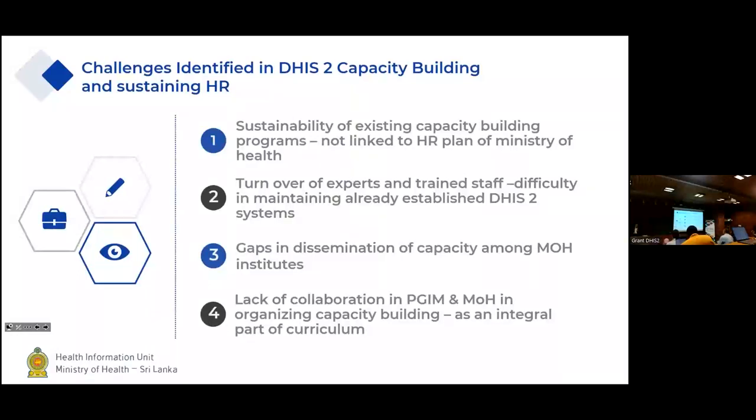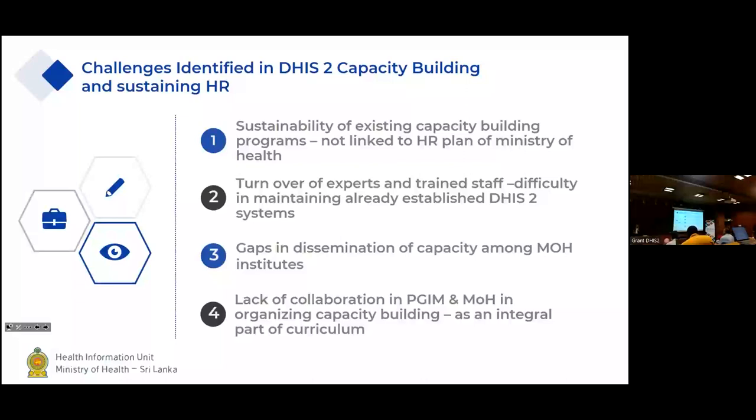Then what are the challenges? During the last 10-12 years, we have developed a lot of things. We have trained, I suppose, 40-50 people on DHIS2. Sustainability of existing capacity building is not really linked to the human resource capacity building plan of the Ministry of Health, especially since our unit is responsible for digital innovation. So it's not really linked with the HR capacity plan. That is one problem.